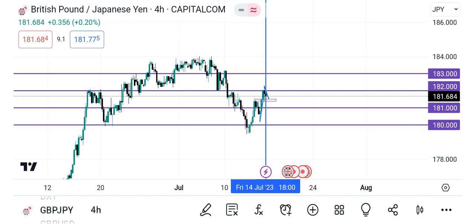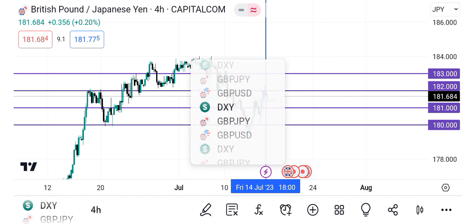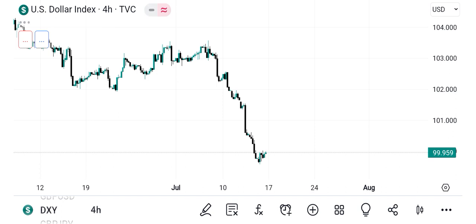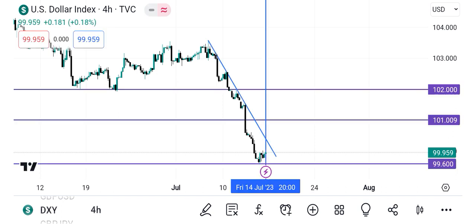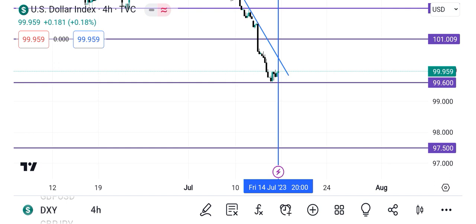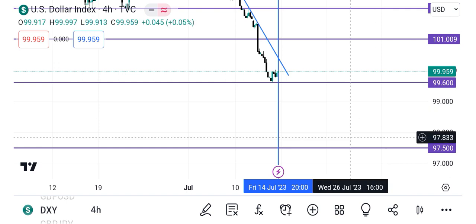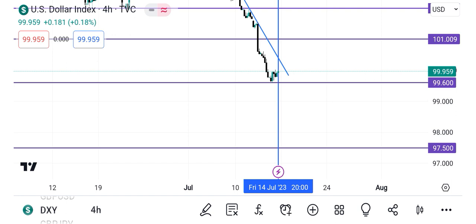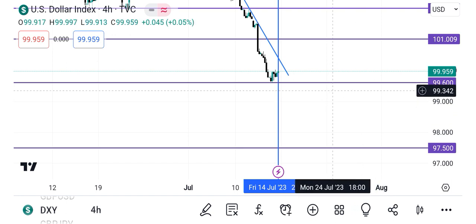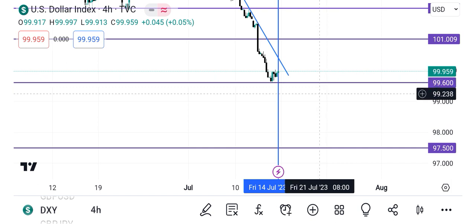So that is the projection for GBP JPY, GBP USD, and DXY. DXY is just a minor confirmation for correlations. DXY, as we had said earlier, is bouncing off a support level and could potentially continue to the upside. However, if it does continue to the downside, breaks the support level, then we're going to head all the way to 97.500. And what that means for GBP pairs is that GBP pairs will be buying if DXY breaks 99.600. But if this support level holds, then we are going to be expecting our GBP pairs to be selling.